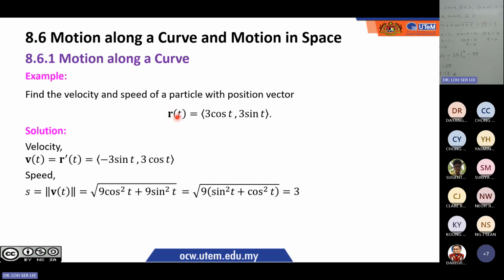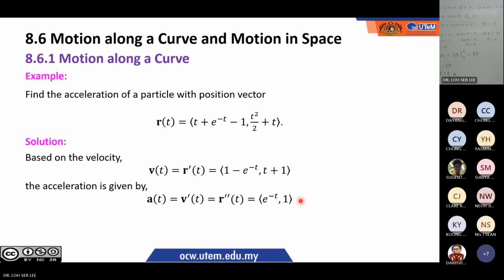Okay, you are given the position vector and we want to find the velocity and speed. This is straightforward. We just need to differentiate this with respect to t to get the velocity vector. Then find the magnitude of this. This is the speed. Now find the acceleration given the position vector. Okay, so for the position vector, you just need to differentiate one time, you get velocity, and differentiate velocity, you get the acceleration. Okay, so far, okay?